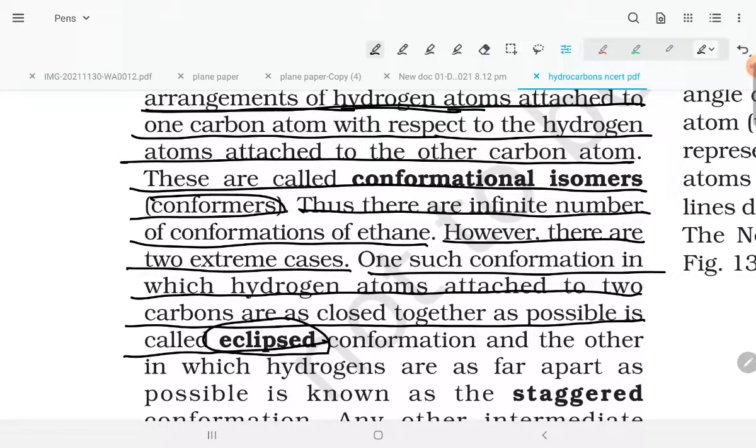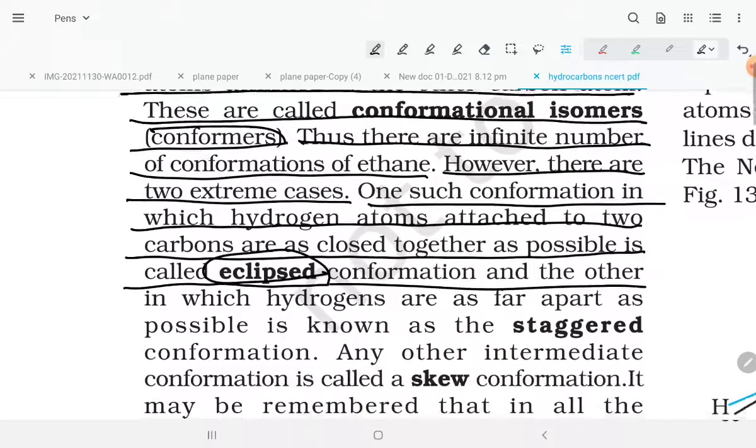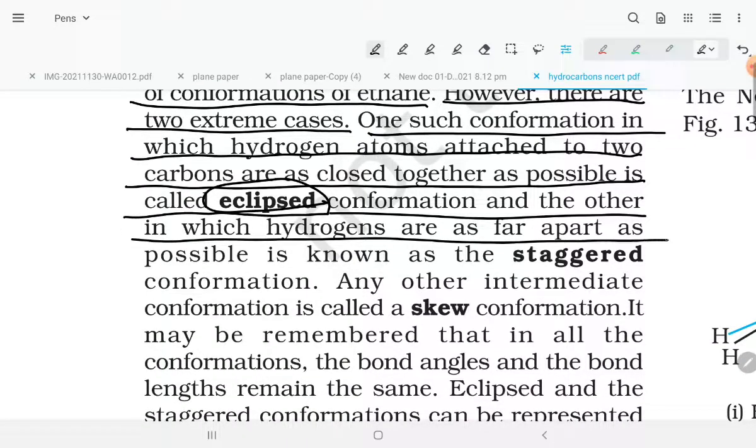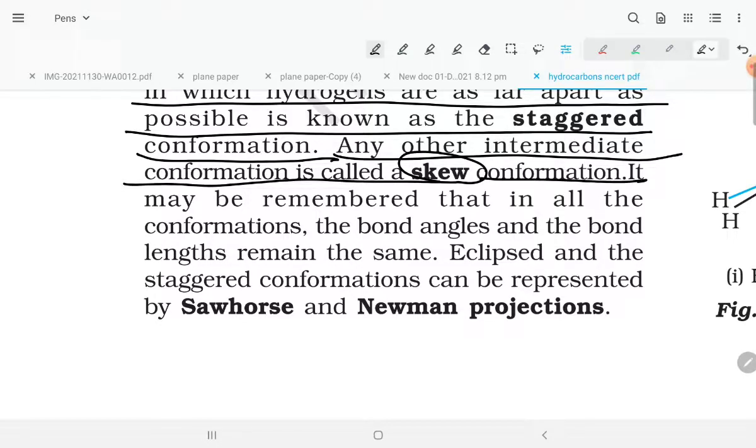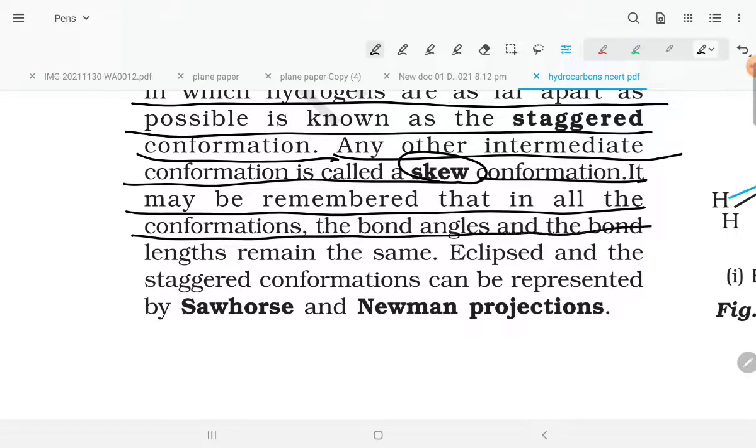One such conformation in which the hydrogen atoms attached to the two carbons are as close together as possible is called eclipsed conformation, and the other in which the hydrogens are as far apart as possible is known as staggered conformation. Any other intermediate conformation is known as skew conformation. It may be remembered that in all the conformations, the bond angle and the bond length remain the same.